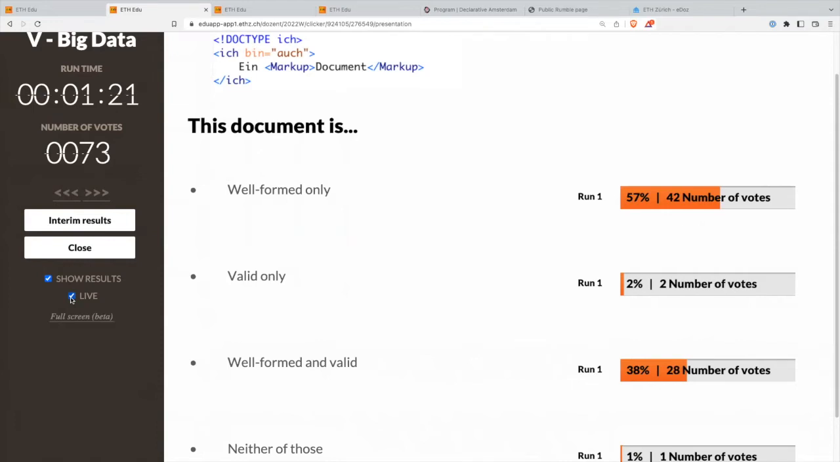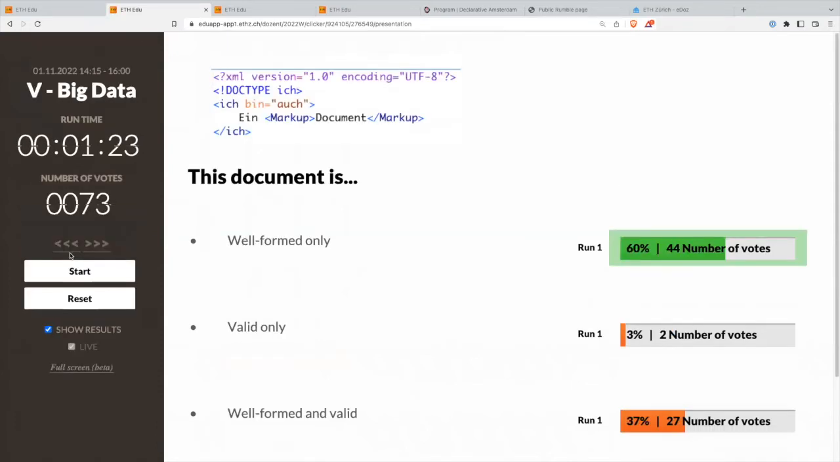42, that's a great number to stop with. Oh, 44, okay. So it is well-formed only. Can anybody tell me why it's not valid? Maybe the cube. Oh, that's far away.